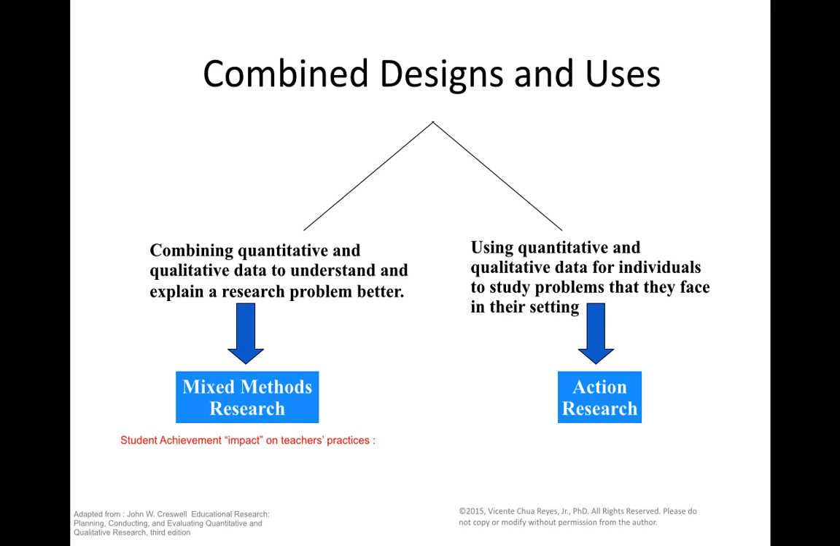An example of this could be student achievement and its impact on teachers' practices. So a quantitative aspect would be to survey teachers' responses, what they think is their influence on student achievement. And then the qualitative approach could be undertaking focus group discussions of selected teachers to try to find out the impact of this idea of student achievement on how teachers practice their craft.